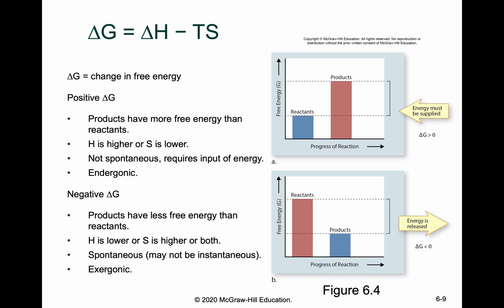In fact, you get energy being released as a result of that reaction going forward. And so with a negative delta G, that is a spontaneous reaction, or termed exergonic.